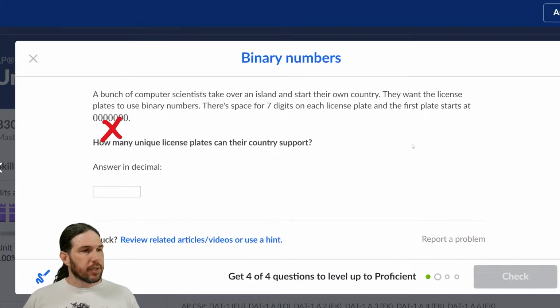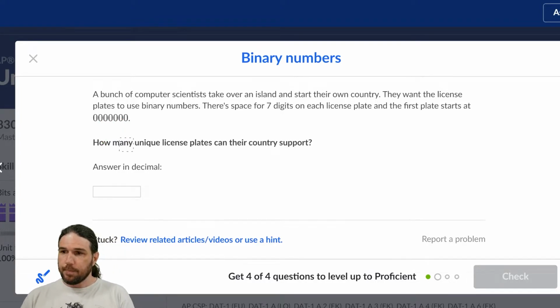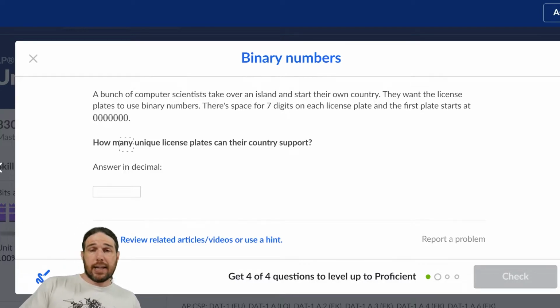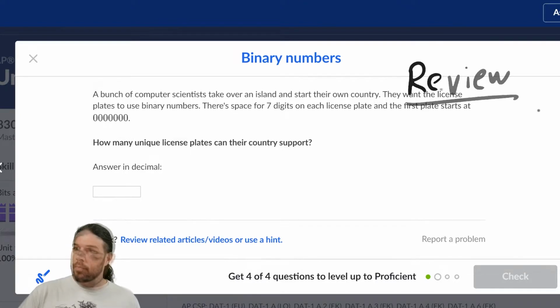A bunch of computer scientists take over an island and start their own country. They want the license plates to use binary numbers. There's space for 7 digits on each license plate, and the first plate starts at 0000000. How many unique license plates can their country support? Let's go ahead and get rid of that X. Okay, so this is a throwback to an earlier video. I will go ahead and do a quick review.